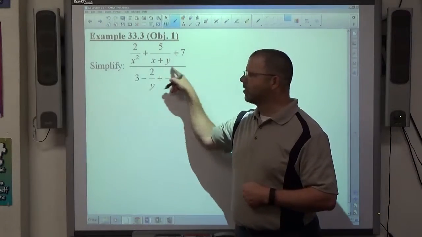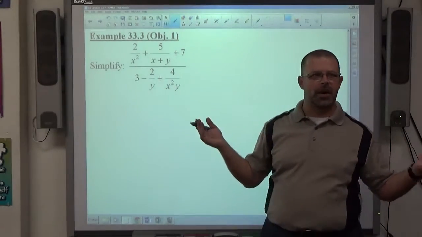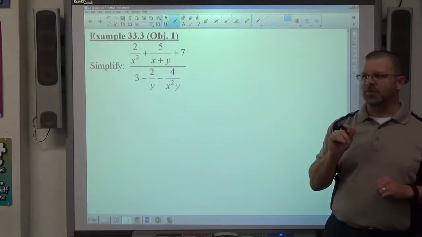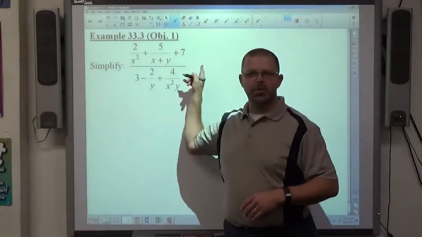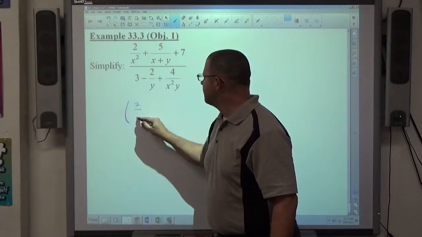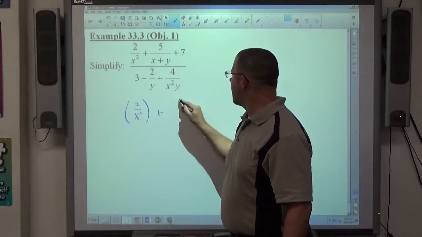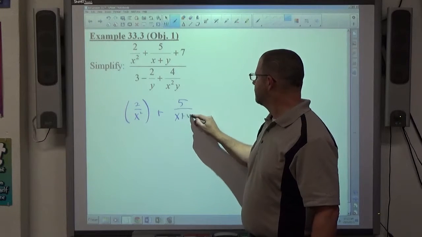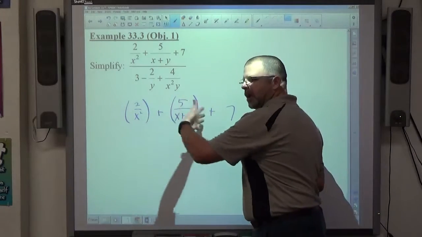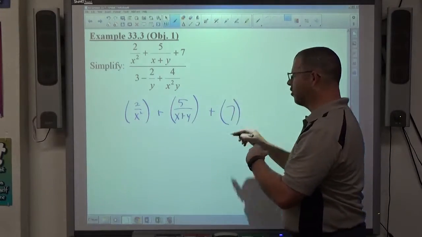Main fraction bar is always the longest one. It's easier to find in these than it was initially. Initially it was almost the same size on these problems, so it was hard to tell. But the long one's always the main fraction bar in these cases. So if I write 2 over x squared plus 5 over x plus y plus 7, I'm leaving a little bit of space between these again with the intention of multiplying everything.